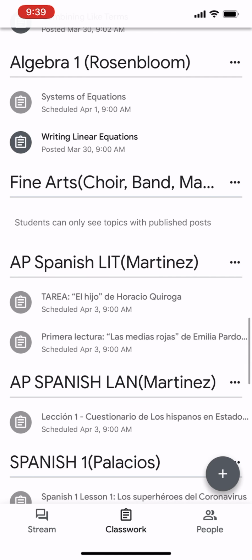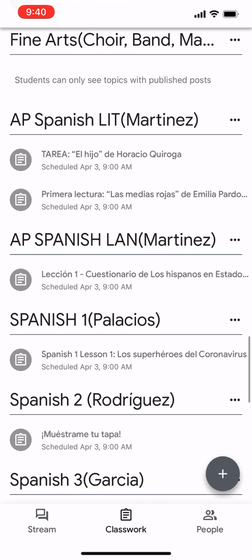Fine arts. If you're in choir, band, mariachi, any of those typical arts, you're doing the same post. All of you are doing the same thing. It's not going to be individual by class. All of you are submitting the same thing. If you're in AP Spanish Lit with Ms. Martinez, you look at the tab right there. There are some scheduled assignments. They're not due right now.